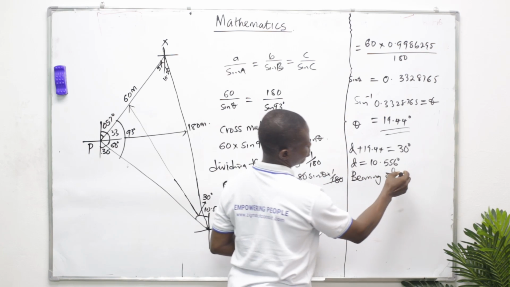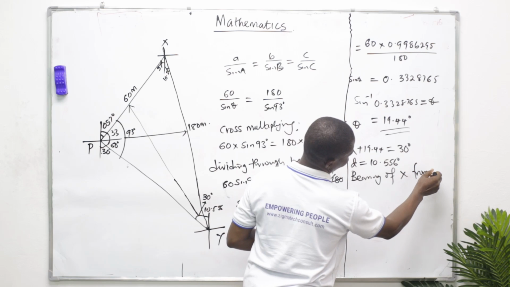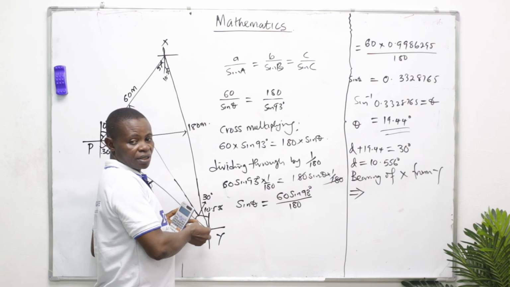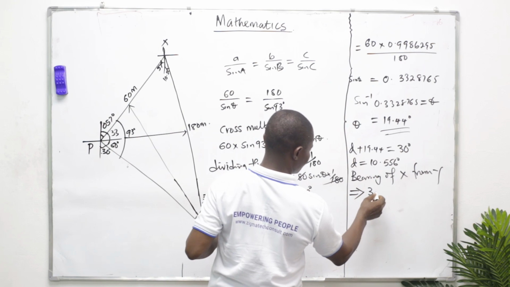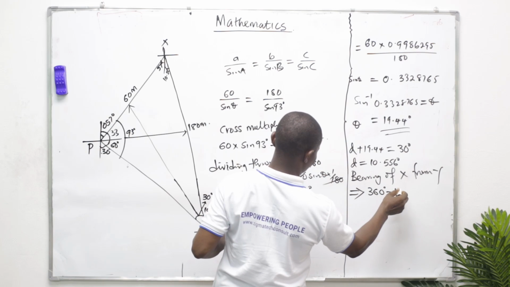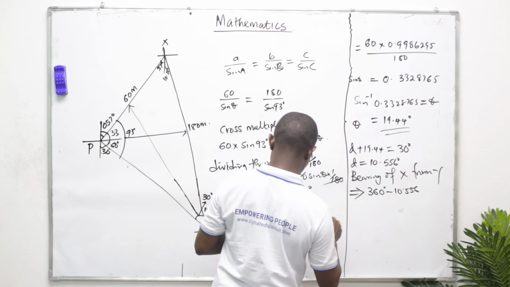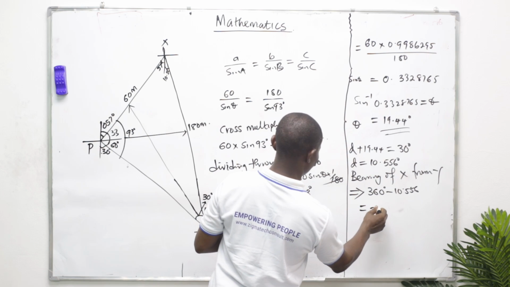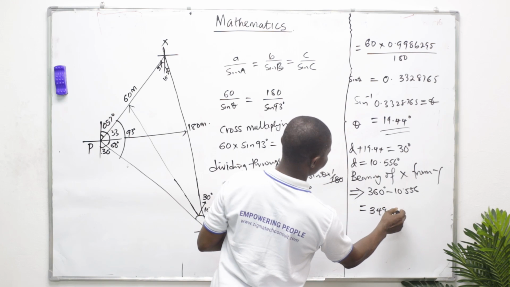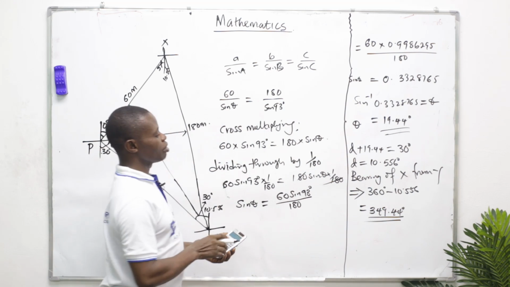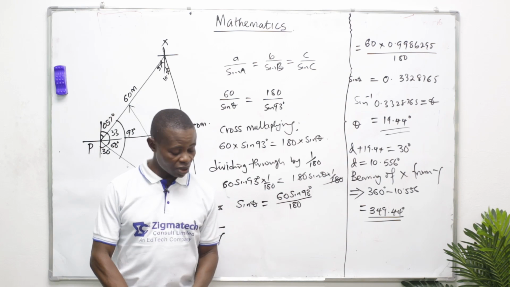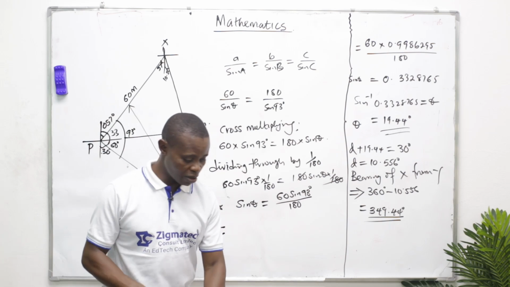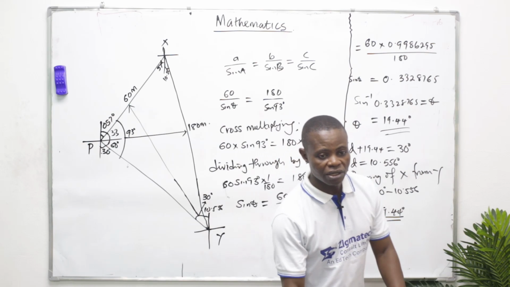Now the bearing of x from y implies, look at the direction of y, it is 360 degrees. That's 360 degrees minus 10.556 degrees. So our answer here is 349.44 degrees. So the bearing of x from y is what? 349.44 degrees. So that is the bearing of x from y. Let's look at the next question.